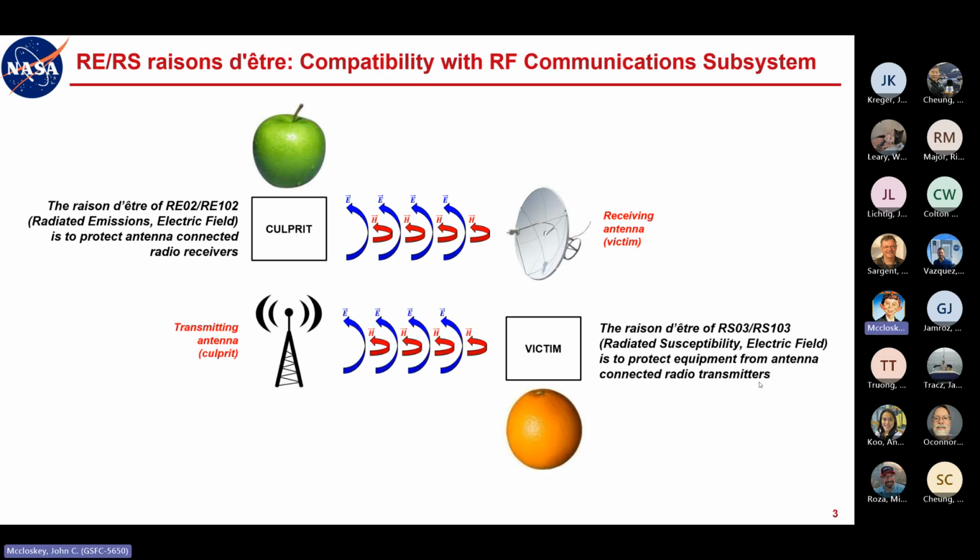So the raison d'etre of RS103, the radiated susceptibility electric field, is to protect your equipment from radiated energy coming from intentional antenna connected radio transmitters. Okay.